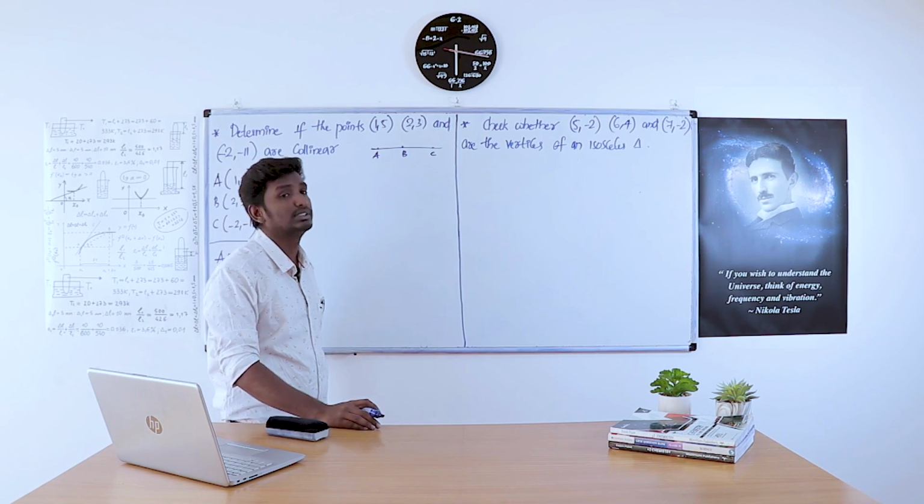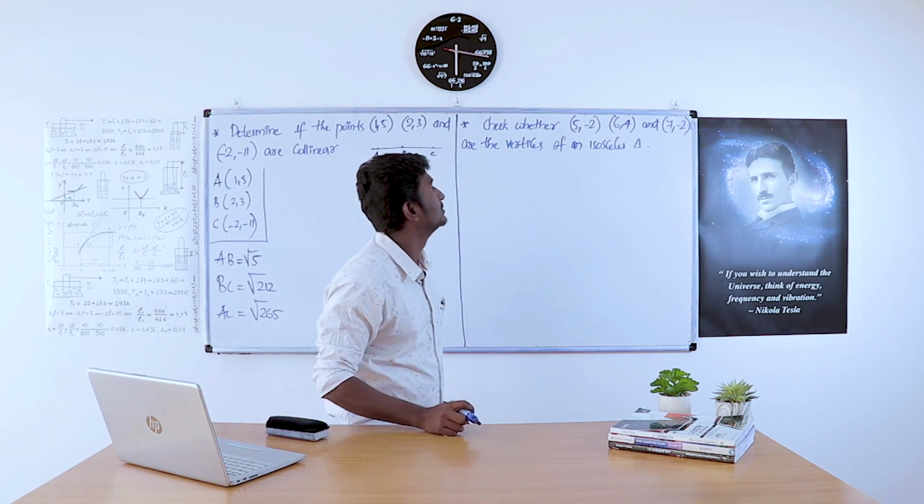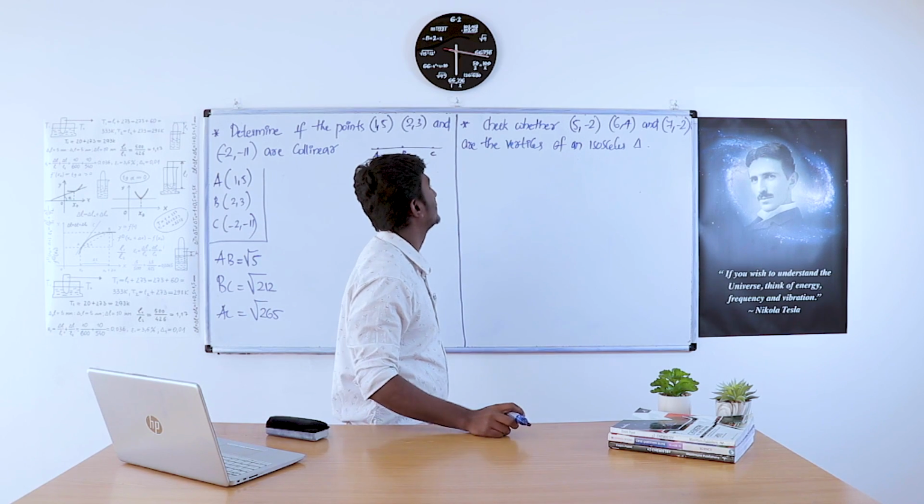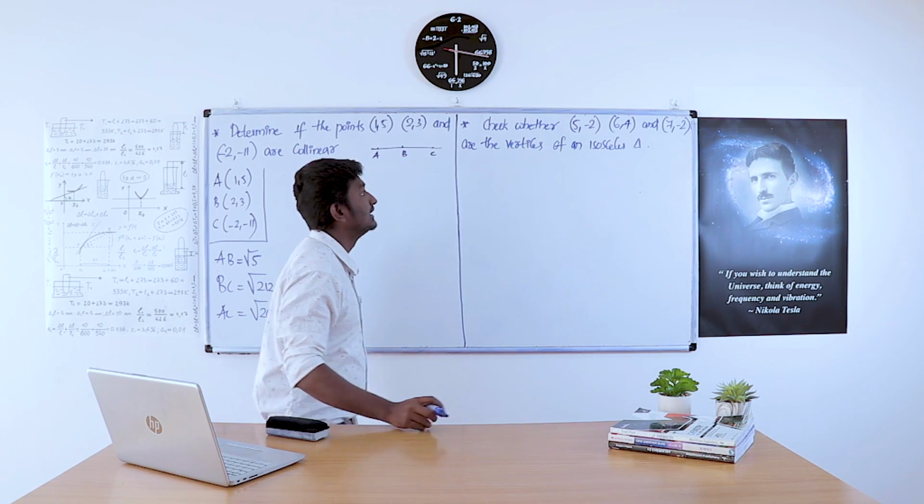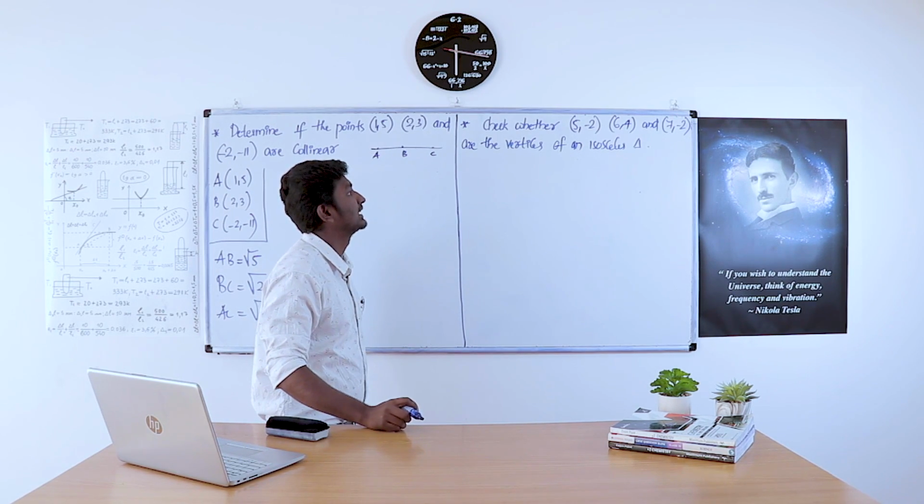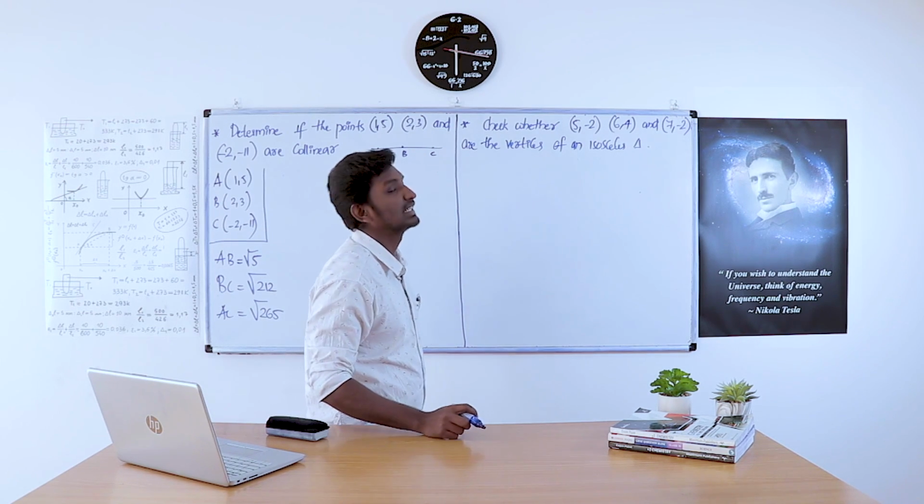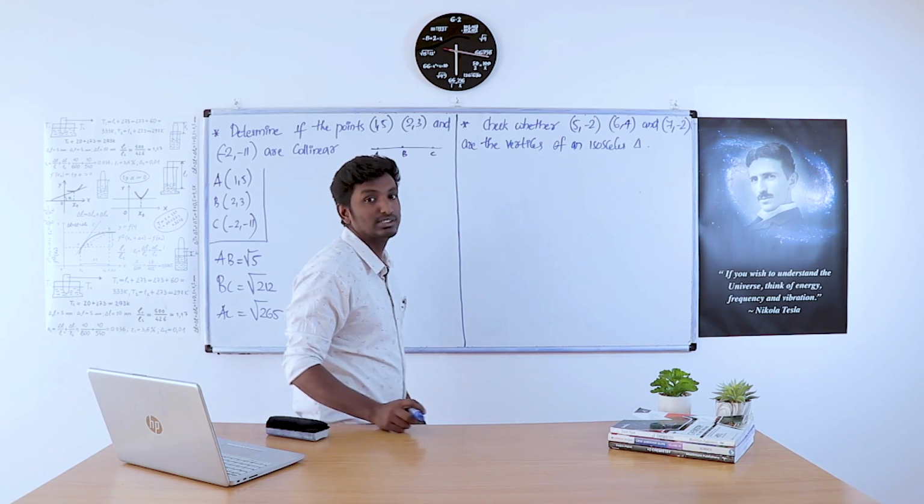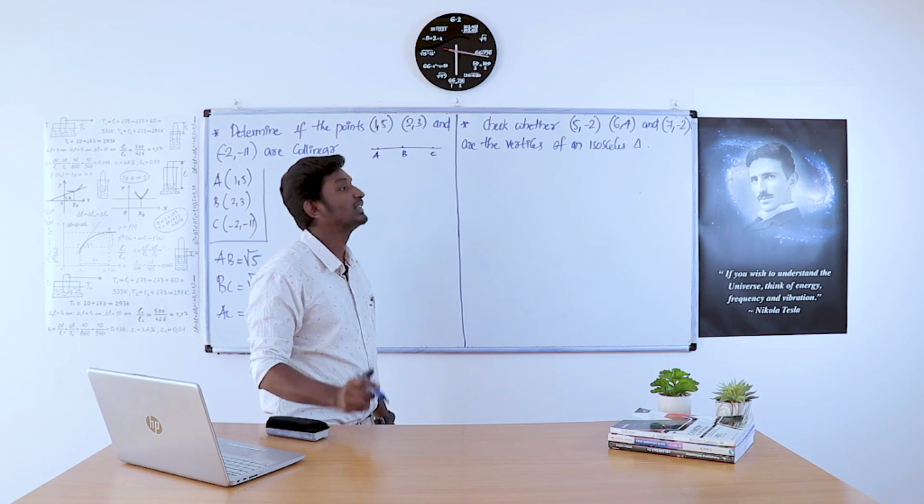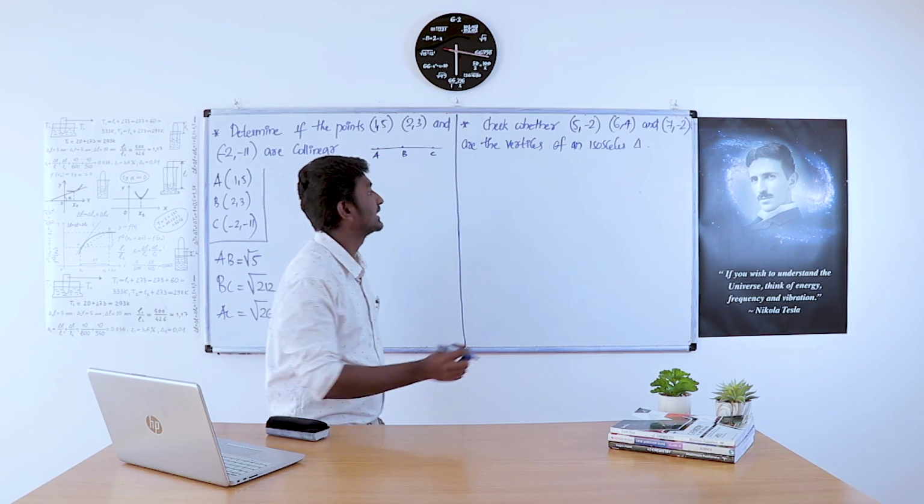Now look at the next question. Check whether (5, -2), (6, 4) and (7, -2) are the vertices of an isosceles triangle. What is the speciality of an isosceles triangle? The speciality of an isosceles triangle is that two sides of the triangle are the same.